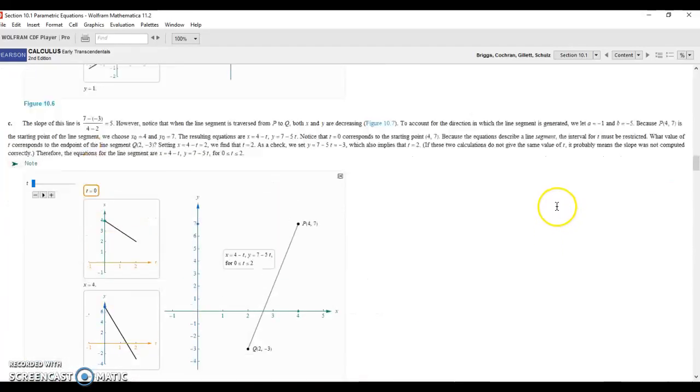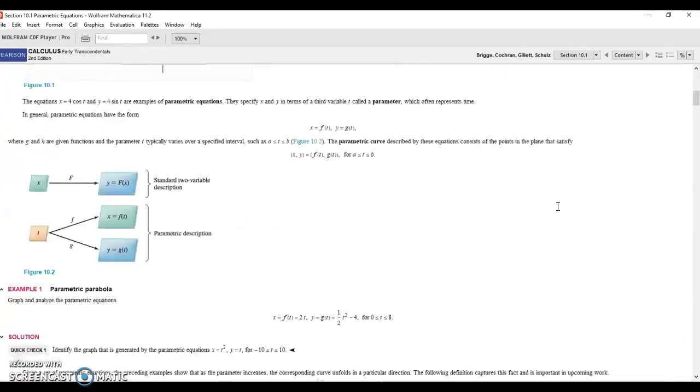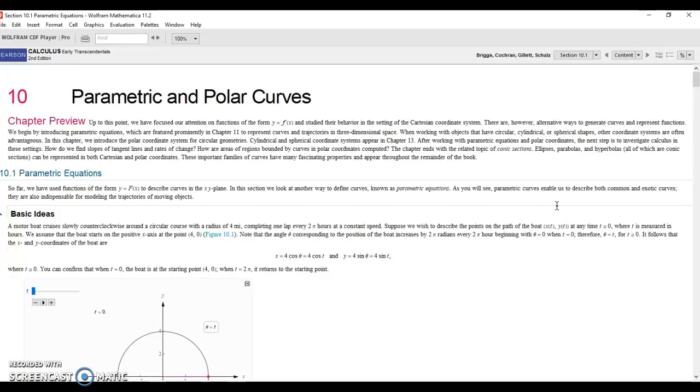Okay, we're going to start talking about section 10.1 on parametric equations. Chapter 10 is about parametric and polar curves. So all the way through calculus so far, we've looked at things in the form y equals some function of x.